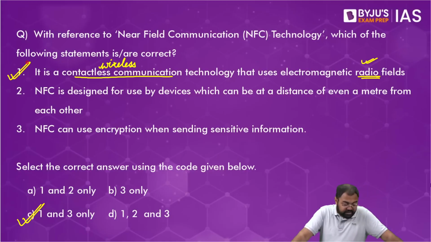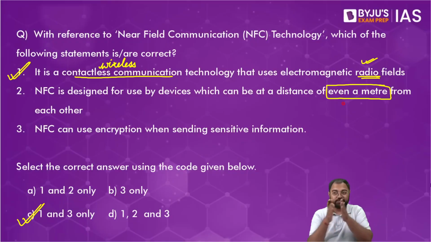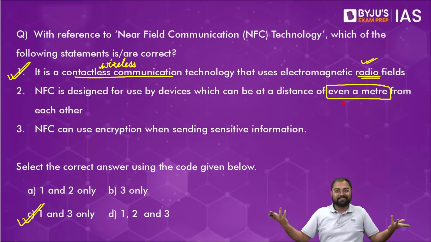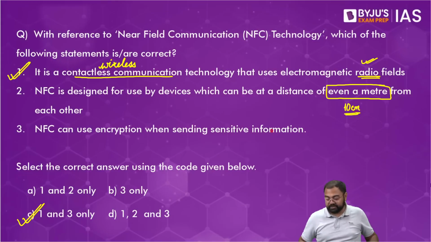Statement number 2. NFC is designed for use by devices which can be at a distance of even a meter. Is it possible, even a meter? What did I tell you? The devices have to be very close. How much is 1 meter? So this is a wrong statement. We discussed that it cannot be more than 10 centimeters. It cannot be more than 10 centimeters, so even a meter is not a choice at all.